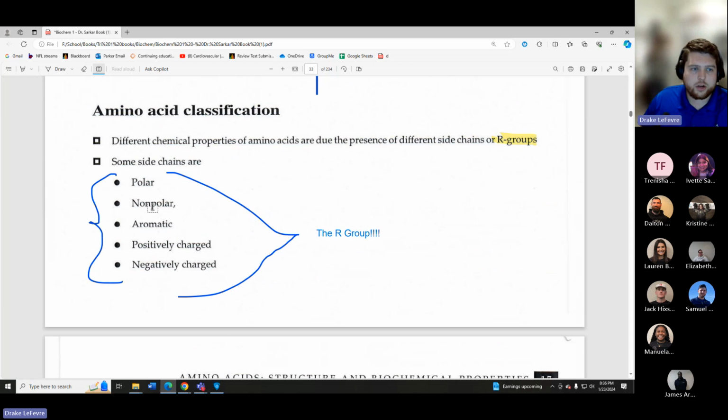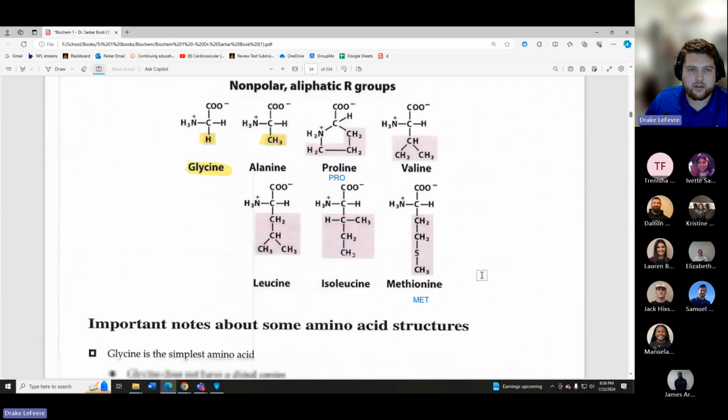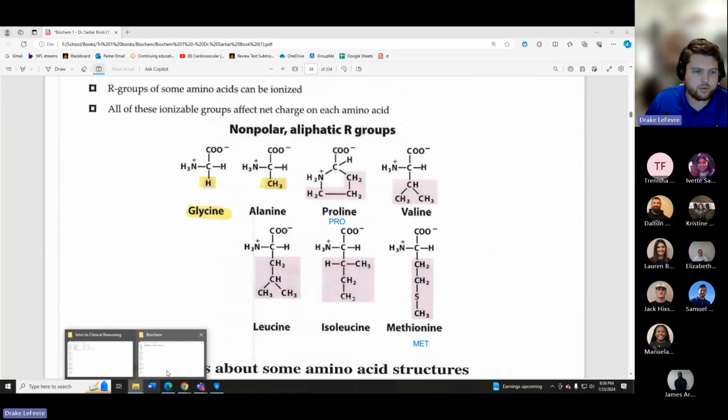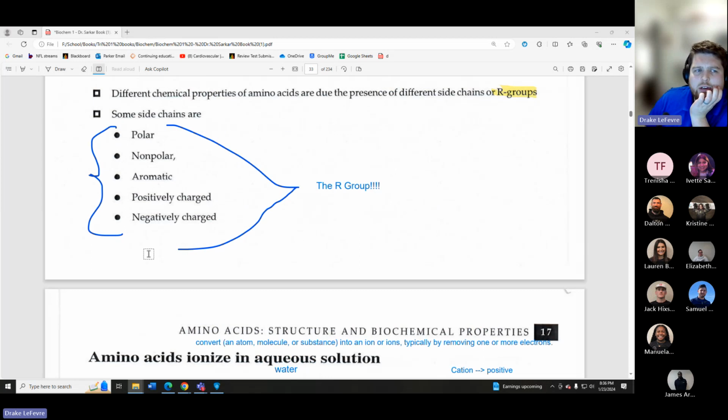So we have polar, nonpolar, aromatic, positively charged, negatively charged. We have all of these down here. There's a couple more chunks in here that we want to talk about as well.